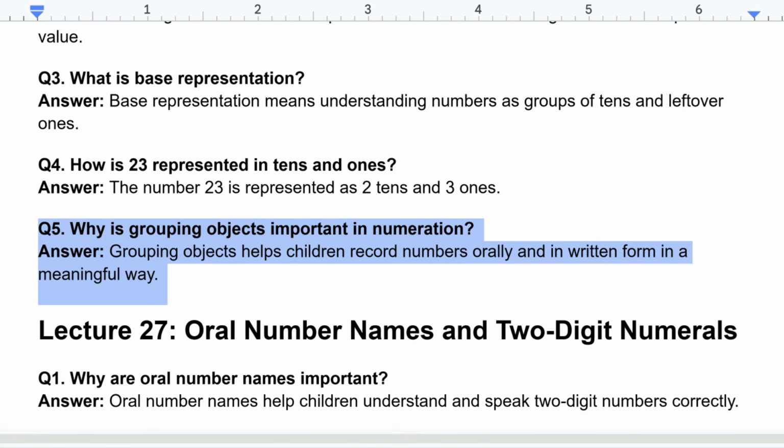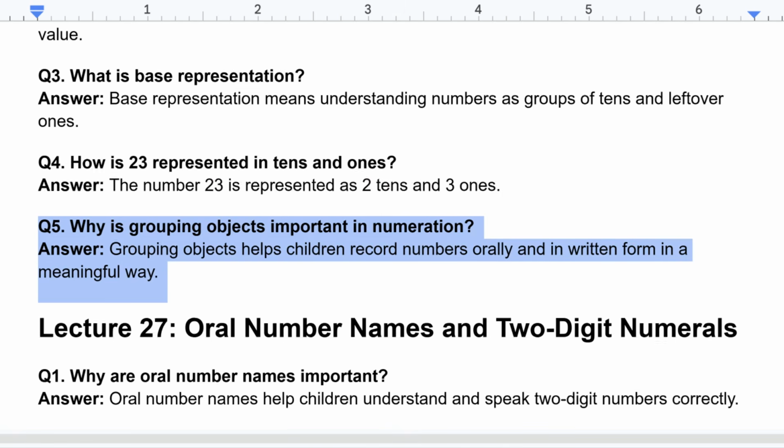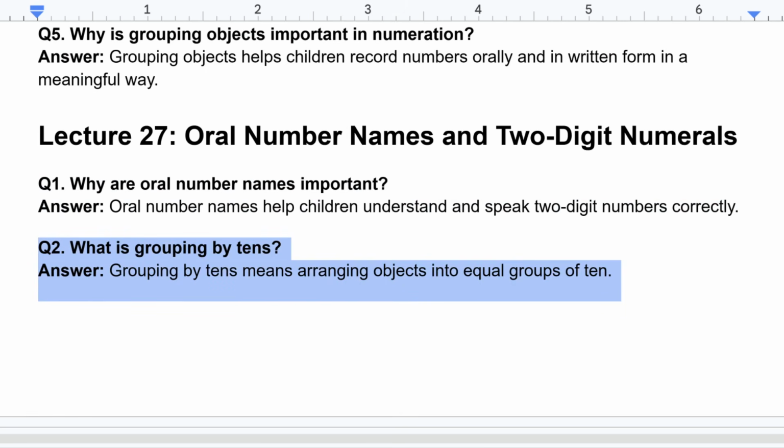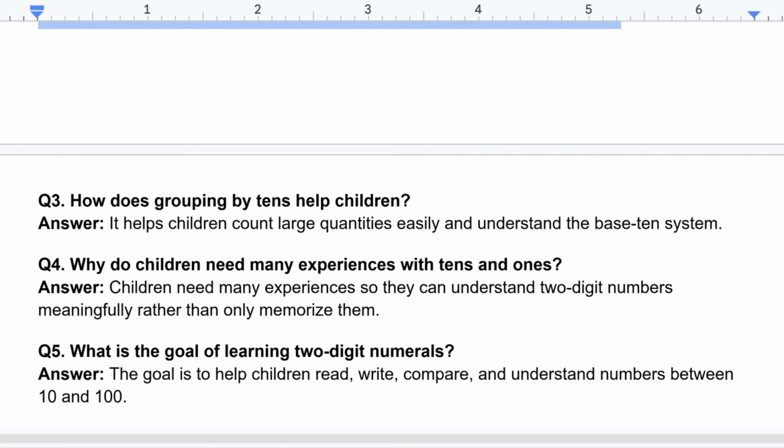Why is grouping objects important in numeration? Grouping objects helps children record numbers orally and in written form in a meaningful way. Why are oral number names important? Oral number names help children understand and speak two-digit numbers correctly. What is grouping by tens? Grouping by tens means arranging objects in equal groups of 10.